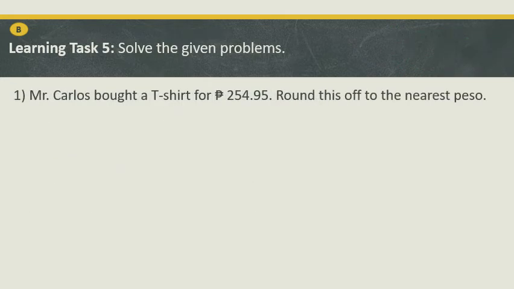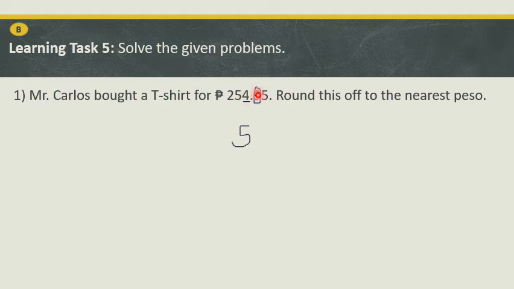Okay, para sa learning task 5, we will solve the given problems. So, Mr. Carlos bought a t-shirt for 254 pesos and 95 centavos. Round this off to the nearest peso. So, ang nearest peso natin is 4. So, yung nasa ones digit. Ang katabi niya is 9. So, since ang 9 ay malaking number, itong 4 natin ay dadagdagan natin ng isa. So, kaya siya magiging 5.